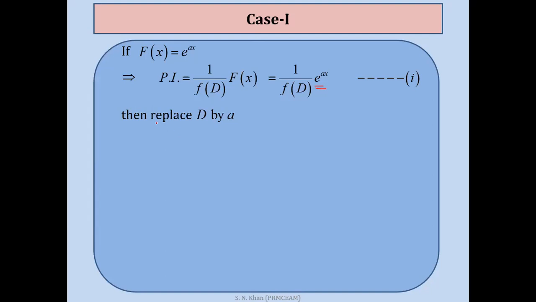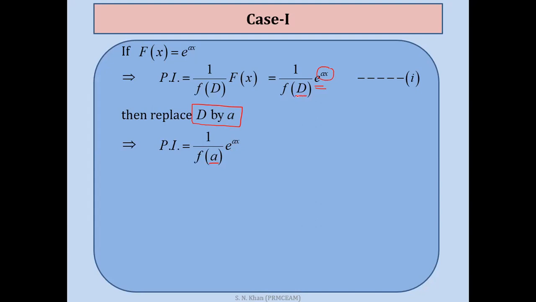And it is applicable for exponential functions only. Whenever we are having an exponential function, we have to replace D by a in the operator. In the operator we have written here, we have to replace D with a. And what is a? a is the coefficient of x in the exponential function. So if you replace D by a, equation 1 will now become PI equal to 1 upon f of a operating on e to the power ax.